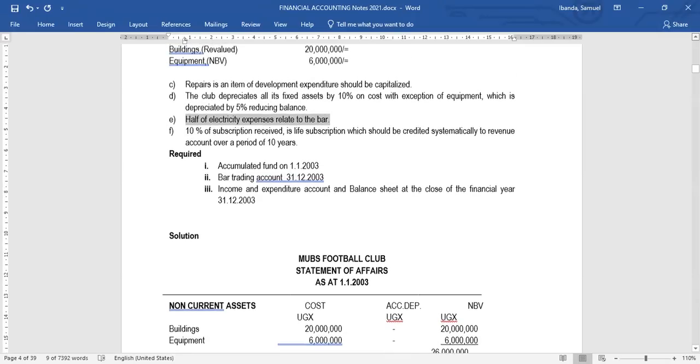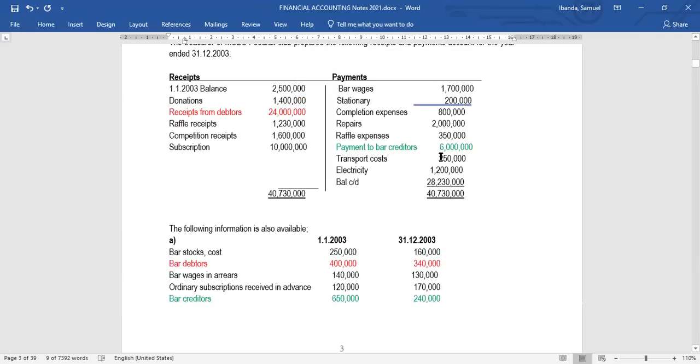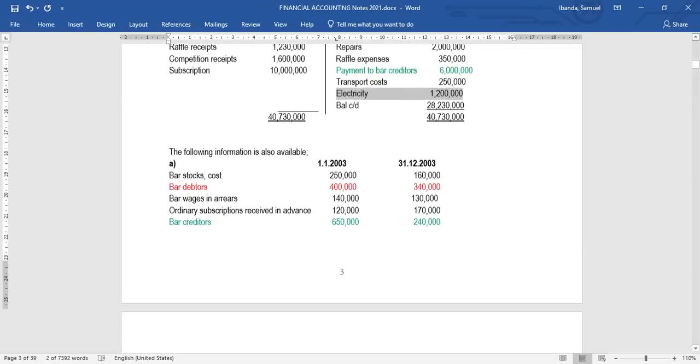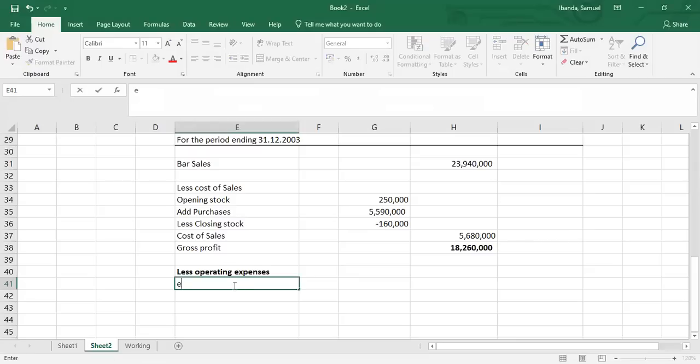So for electricity, as you can see, within our account here, electricity was 1.2, and you didn't have any electricity outstanding or electricity paid in advance. So everything that was paid in the receipts and payments is electricity for the year. So part of this 1.2, we are being told that a half of it relates to the bar. So what I'm going to basically do is, when I come to my operating expenses here, I'll first record electricity, which comes very easily.